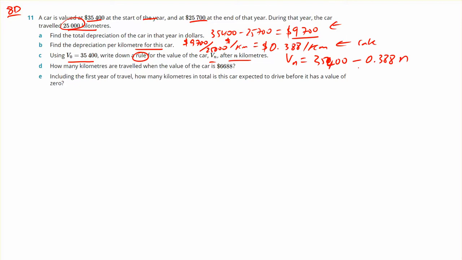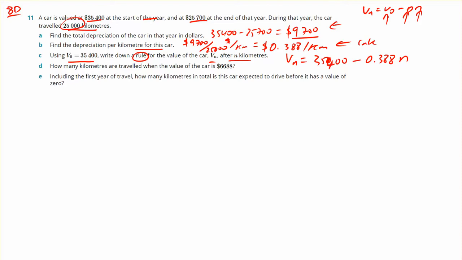If you don't know what I've done, I've just followed the rule in the formula sheet. Vn is given by V0 minus Dn. V0 is your starting value, or your principal value, which is the new car price. D is my depreciation amount per unit, which is 0.388, and you're subtracting because you're depreciating, and n represents how many kilometers you traveled.